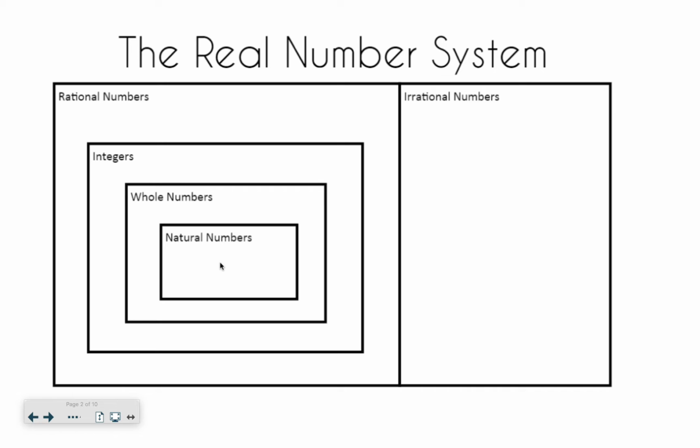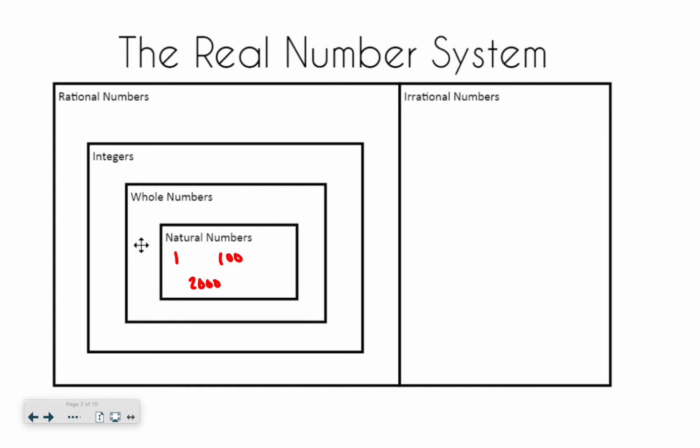So natural numbers are like the numbers you use to count when you're playing hide and seek or something like that. So those are the counting numbers. 1's an example, 100 is an example, 2,000 is an example. Natural numbers are those really nice numbers to work with.